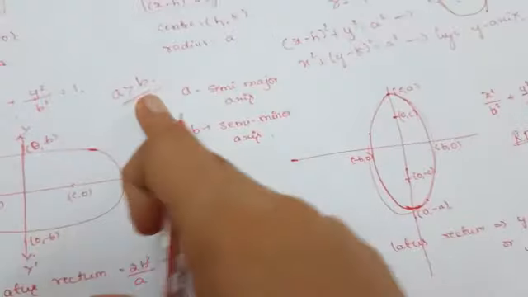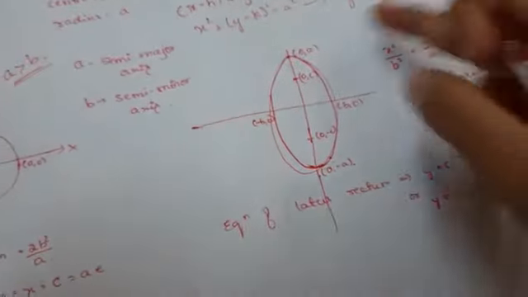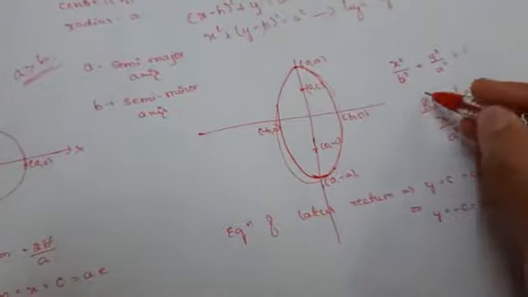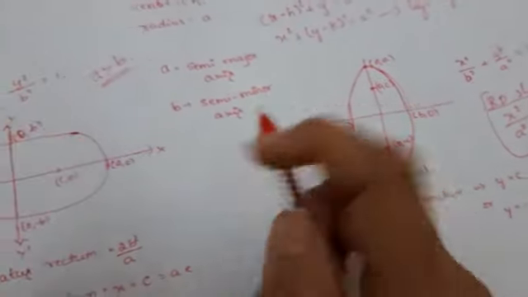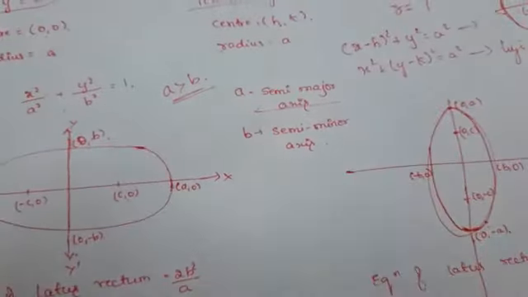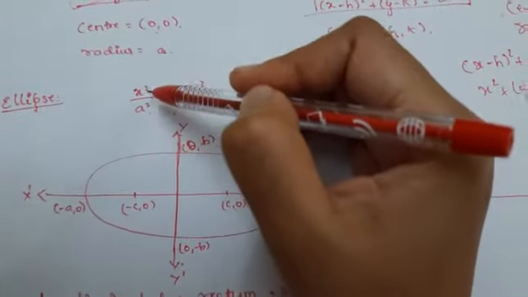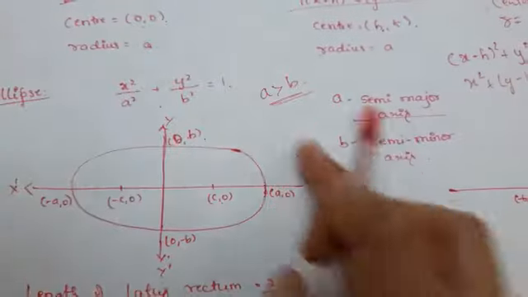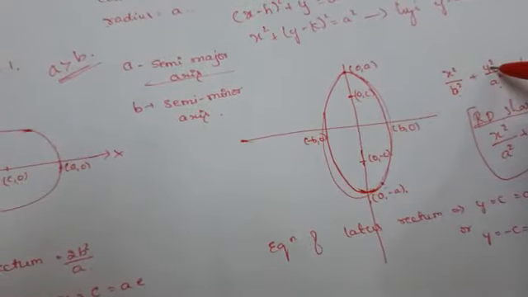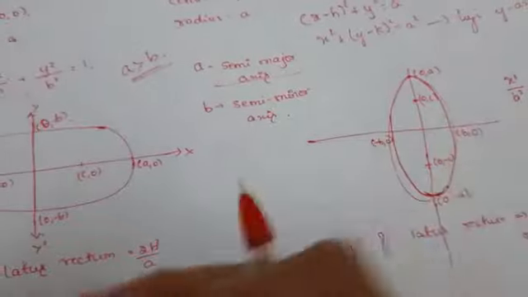When they are saying a is greater than b, then it is of this form. When they are saying a is less than b, then it is of this form. But in our NCERT textbook we are not bothered with this. Here we are maintaining only one, that is, a is the semi major axis in both the cases, and b is the semi minor axis in both the cases. When we are having a square below the x, then x axis is the semi major axis. When we are having a square below the y, then y is the semi major axis. So this is how we can identify which equation.